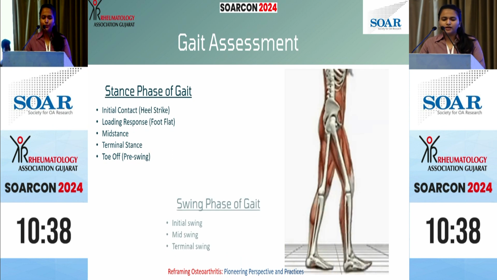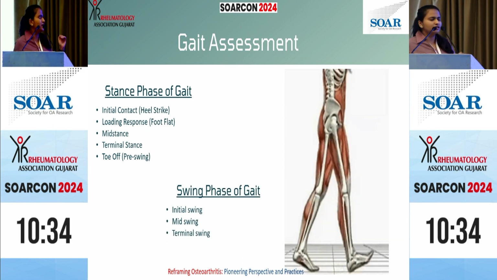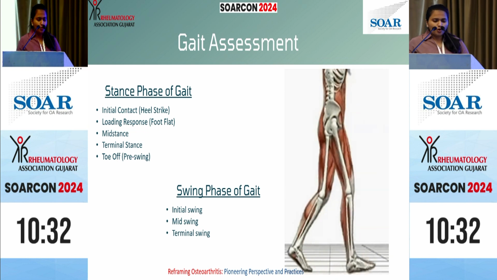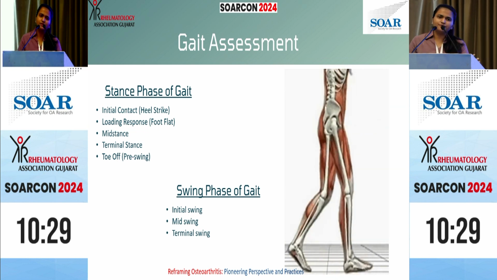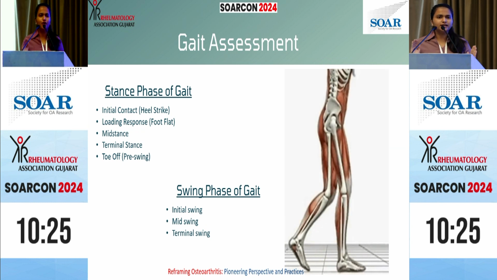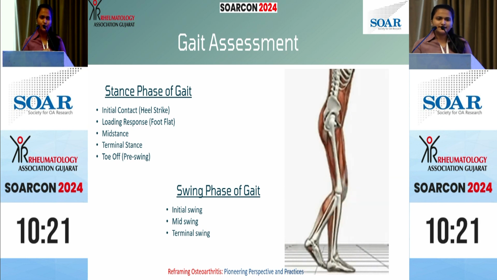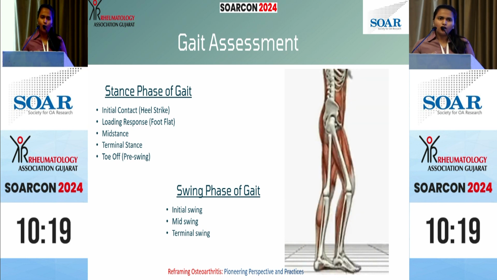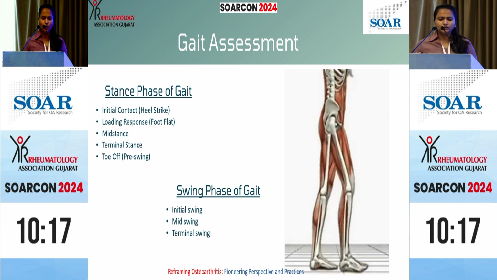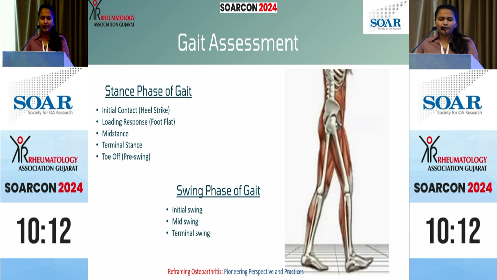Now we'll go through the gait assessment. So there are two phases of gait. One is the stance phase and the other is the swing phase. So various muscles are used in different phases of the gait. For instance, in the initial contact, the trunk is positioned in between the two lower limbs, while the pelvis is level. Then when you walk, the pelvis medially rotates on the side of the initial contact, along with 20 to 40 degrees of hip flexion.